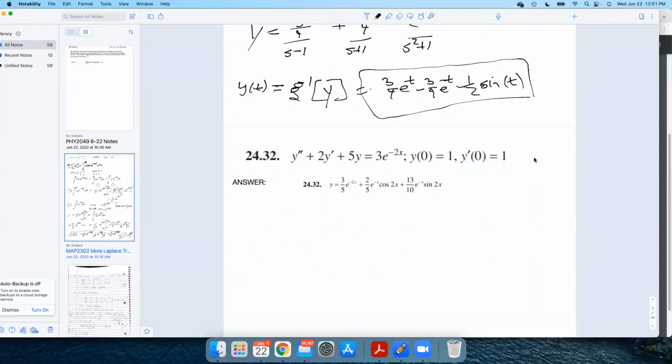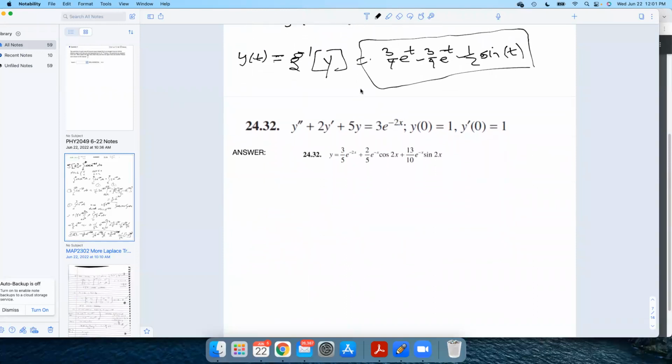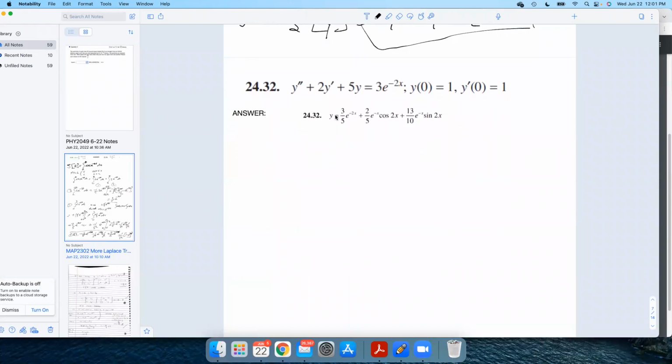Okay, and then for completeness, let's do this problem. This one's going to be much harder, I'm afraid. Take the Laplace transform of both sides.